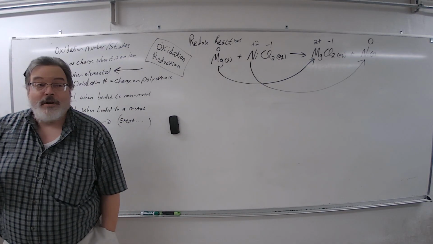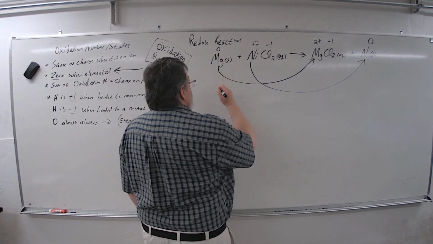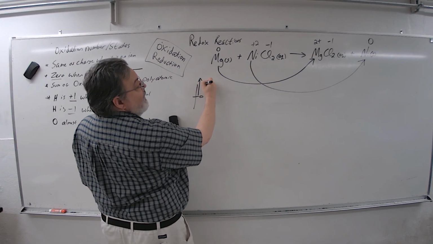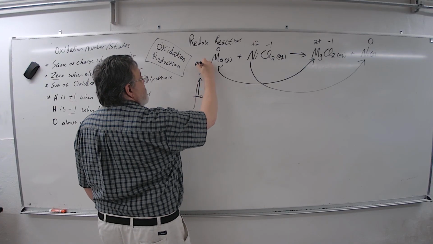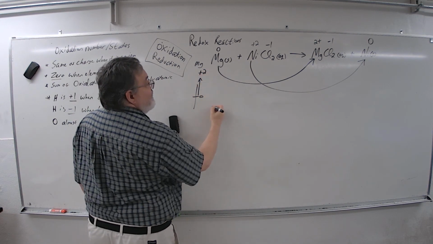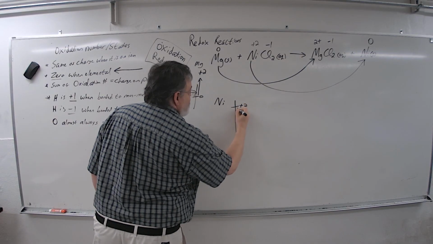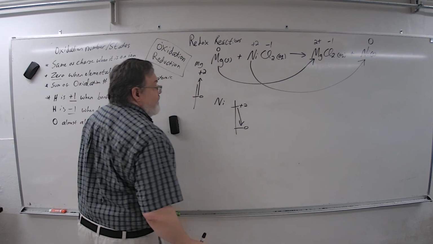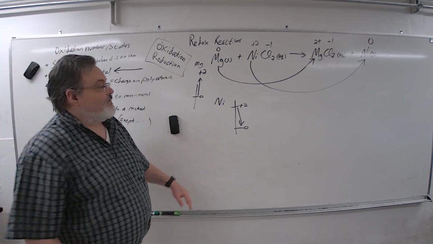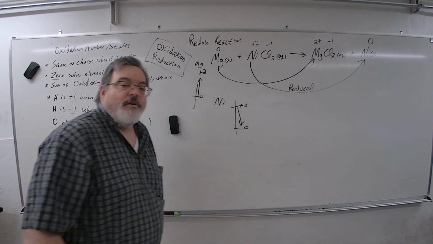Okay, I'm going to tell you how I remember it. Reduction is easy to grasp. If you look here and you go, magnesium went from 0 up to +2. That's what magnesium did. Its charge went from 0 up to +2. Nickel started at +2 and went down to 0. Nickel had its charge reduced. So nickel is being reduced. Think about it as the charge.